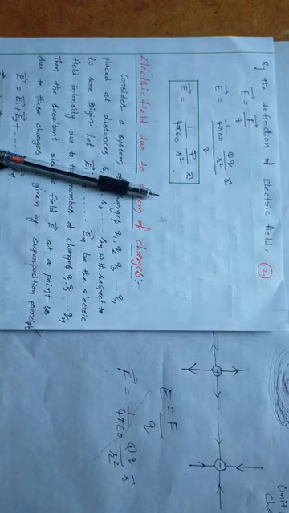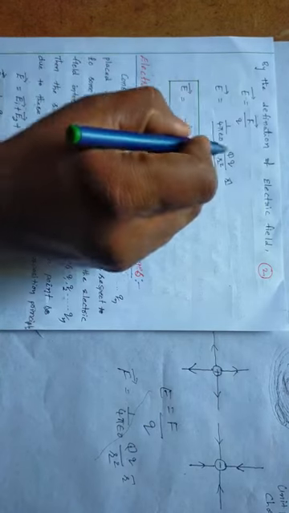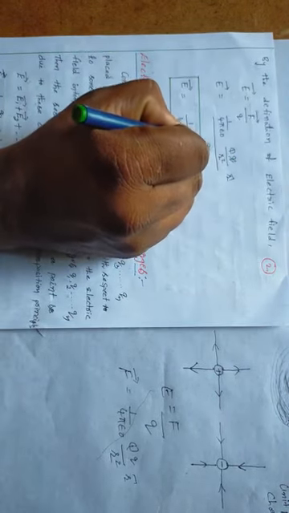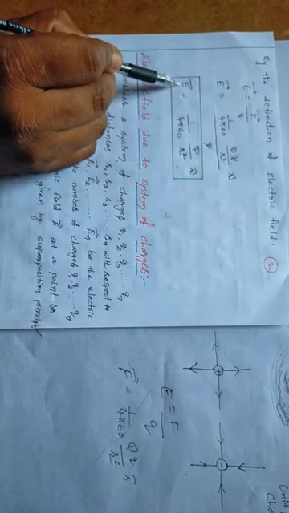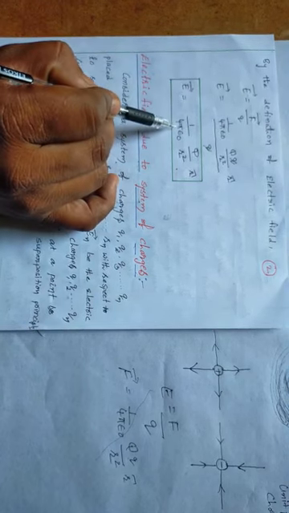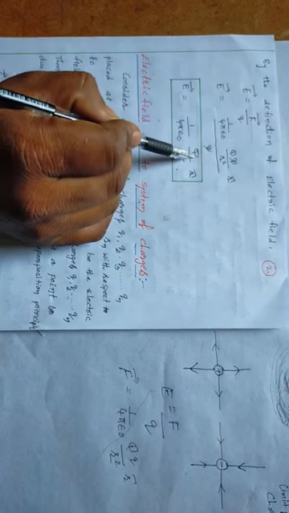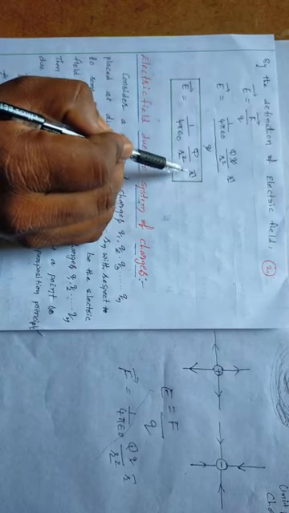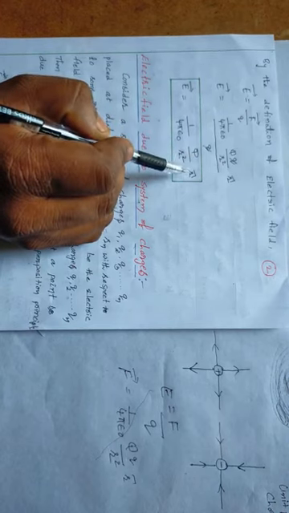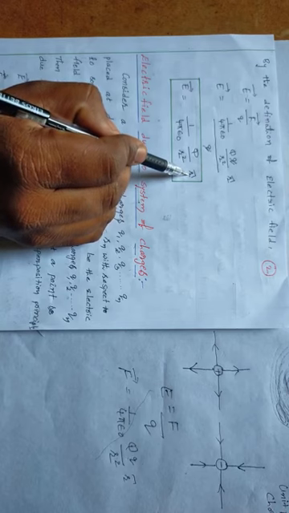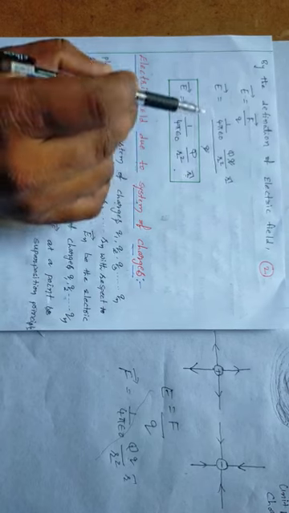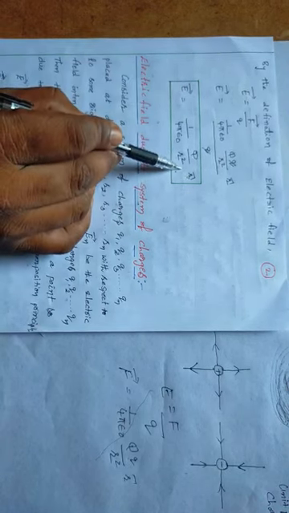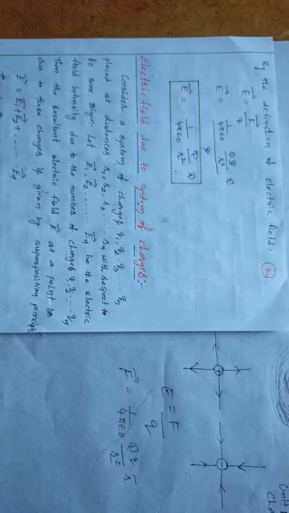Here the small q and small q both cancel with each other, and thereafter we get E bar equal to 1 by 4 pi epsilon naught capital Q divided by r square into r cap. Here r cap is the unit vector of electric field. Now this is the expression for the electric field due to a point charge.